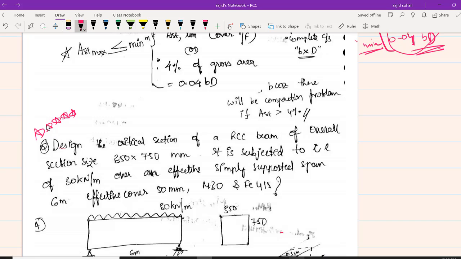So design the critical section of RCC beam of overall section size. So section size is given to you. Breadth कितना दिया है? 350 and depth 750. Right? So breadth 350 and depth is 750. So it is subjected to live load. LL यानी live load. It is subjected to live load कितना?